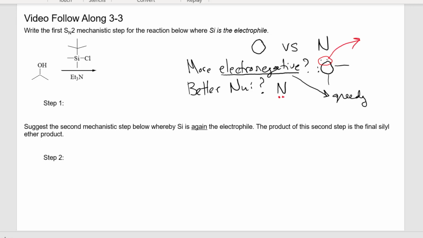Nitrogen has 2 electrons and it is less electronegative. Therefore, it is less greedy. So it is more willing to do this. It's more willing to say, hey, I've got 2 electrons. I'm going to make a bond with you. Therefore, making it a better nucleophile. Okay, you got it?